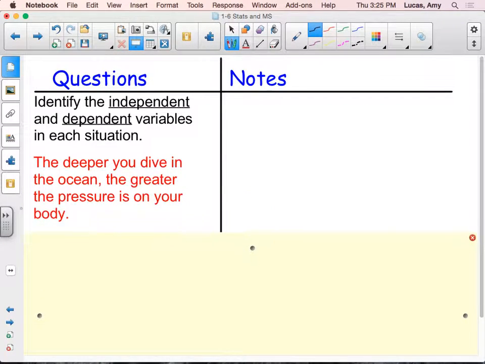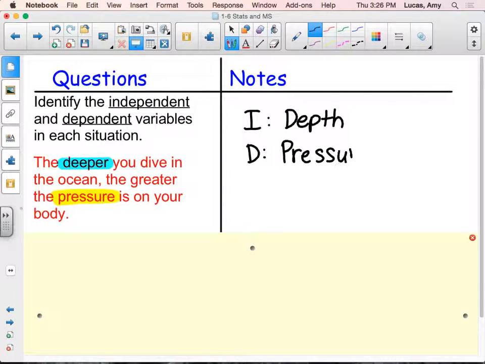Two more. The deeper you dive in the ocean, the greater the pressure is on your body. Okay, so the deeper you dive in the ocean, so your depth is one of the variables, and the other one, the pressure that you feel on your body. So, what happens first? First, do you feel the pressure, or first, is it your depth that changes? First thing that changes is your depth. The deeper you go down, the more pressure you feel.